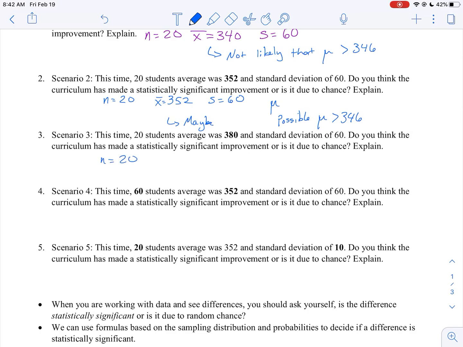Sample size is still 20. This time, though, the sample average is 380. So now the question is, is mu greater than 346? It seems likely, right? Last year was 346. Our sample is 380. We could have just gotten some really good scores, and so our population average could still be about the same as last year. But with that high of a difference, with 380 compared to 346, it's likely that mu is in fact greater than 346.